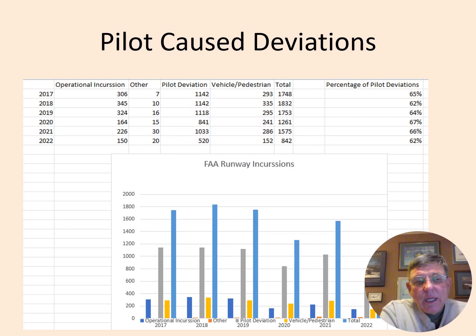Right. So pilot caused deviations, we go over this every month in my ASAC meeting, and you can see pilot deviations are lots of blue things here. So that's 2022, operational 150, other 30, pilot deviations. This was current of that, but we don't have all of 2022's data here. 2021, we had 1,033 pilot deviations.